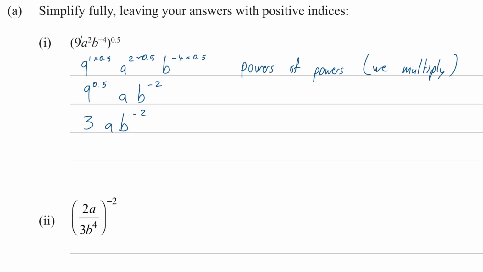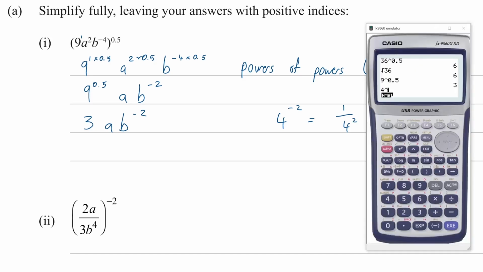Now, are we done? No, right? We have a negative index. So to convert a negative power to a positive power, let's do an example here. Let's use a number. So 4 to the power of negative 2 is the same as 1 over 4 to the power of positive 2. So let's check. 4 to the power of negative 2 is that number there. 1 divided by 4 to the power of positive 2 is also that number.